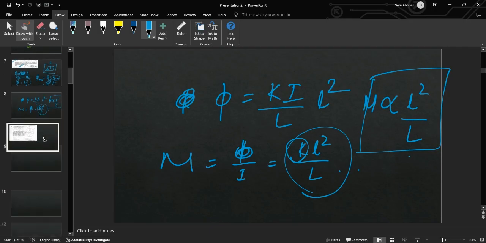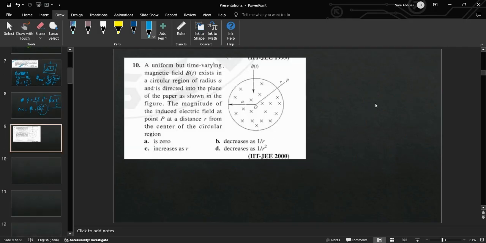Yeah, go to the next question. Please read the question. A uniform but time varying magnetic field B(t) in a circular region is directed into the plane. What is the magnitude of the induced electric field at the point P at a distance r from the center of the circular region? Let's do it. We'll solve it first, then I will do easy questions.